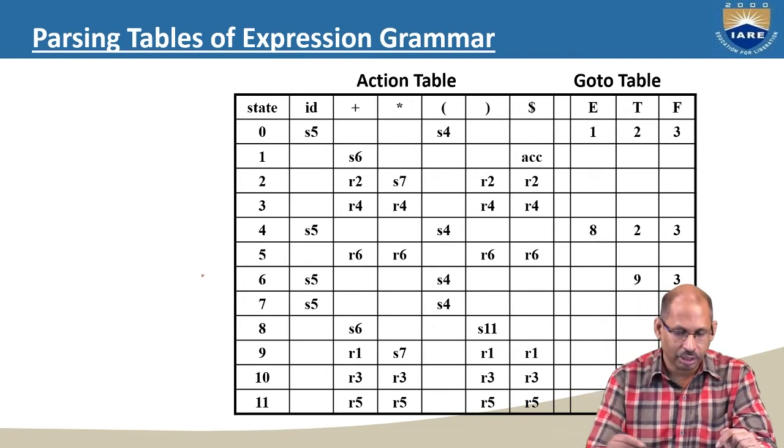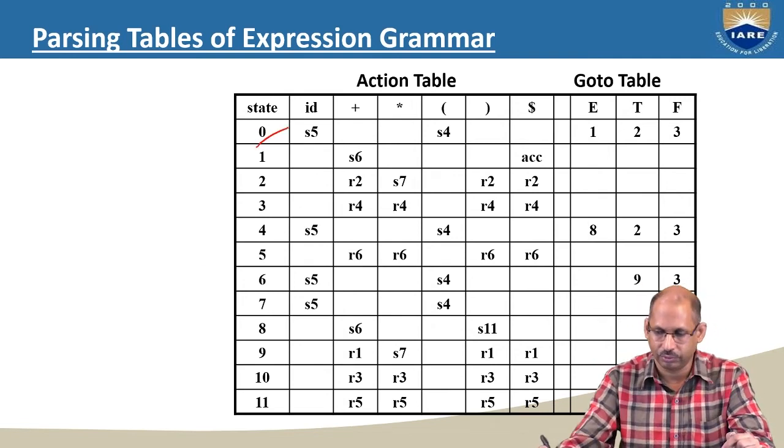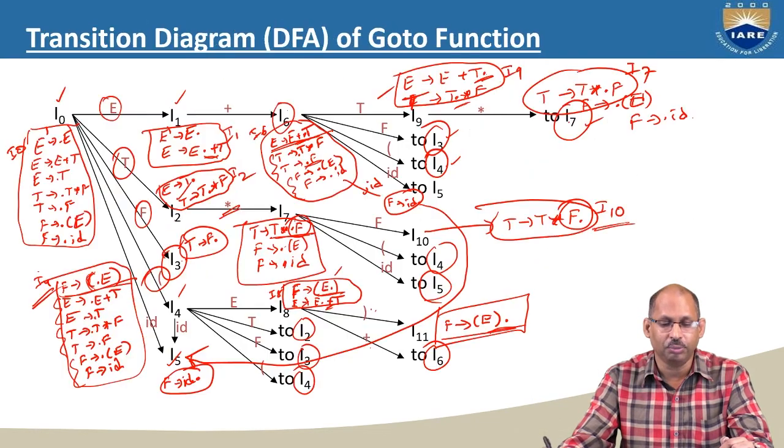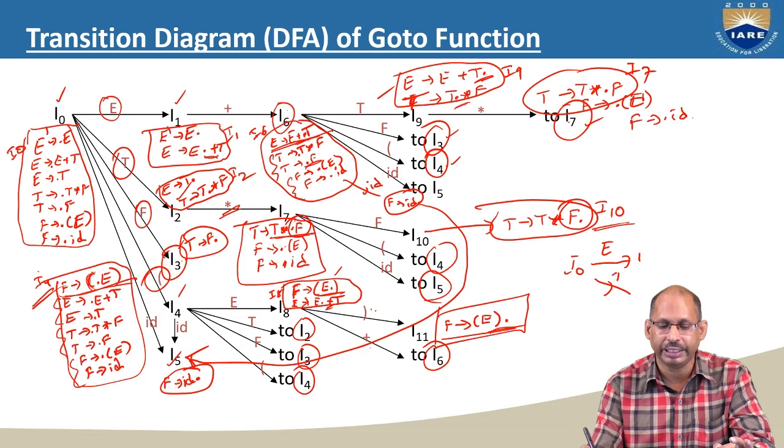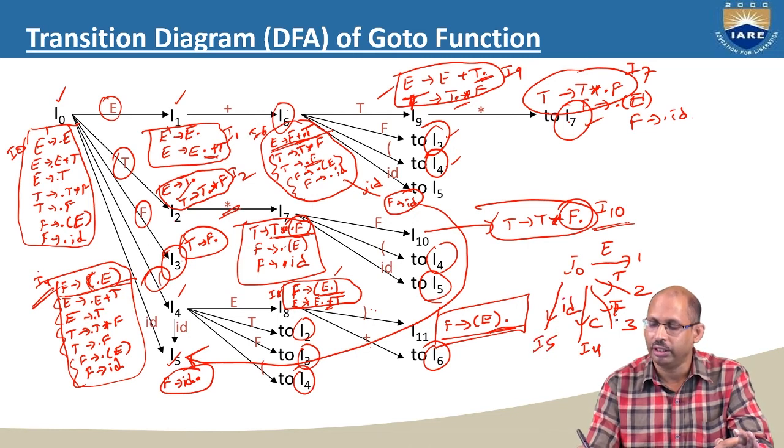Now this is the I naught. Now come to this one. I naught on E going to 1, on T going to 2, on F going to 3, on left parenthesis it is I4, on ID is I5.